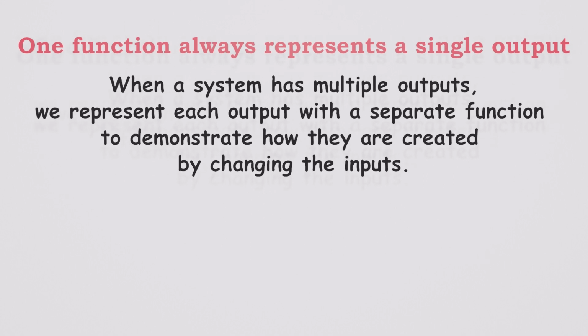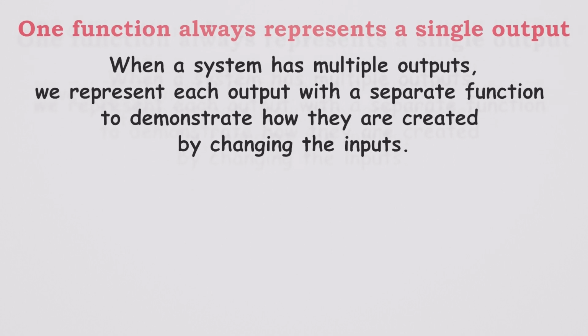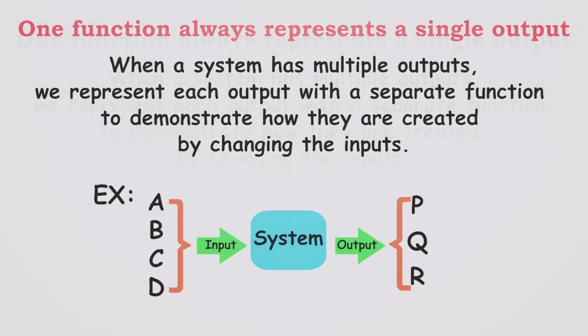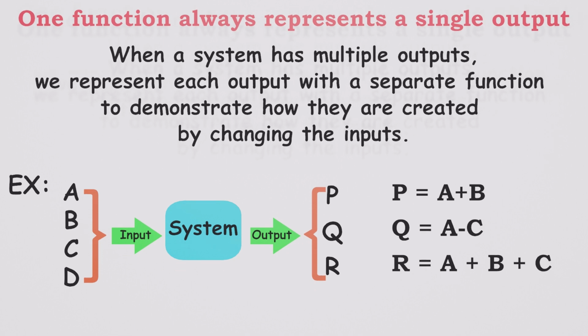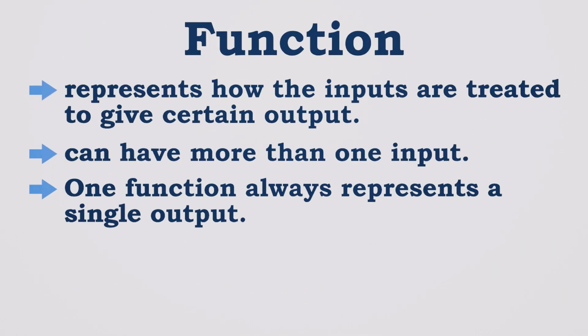When a system has multiple outputs, we represent each output with a separate function to demonstrate how they are created by changing the inputs. Each function describes the relationship between the inputs and one specific output. Let's summarize what we have learned so far.